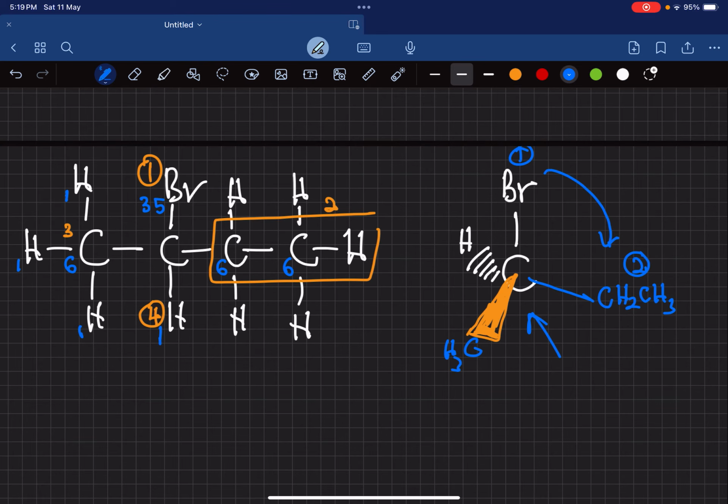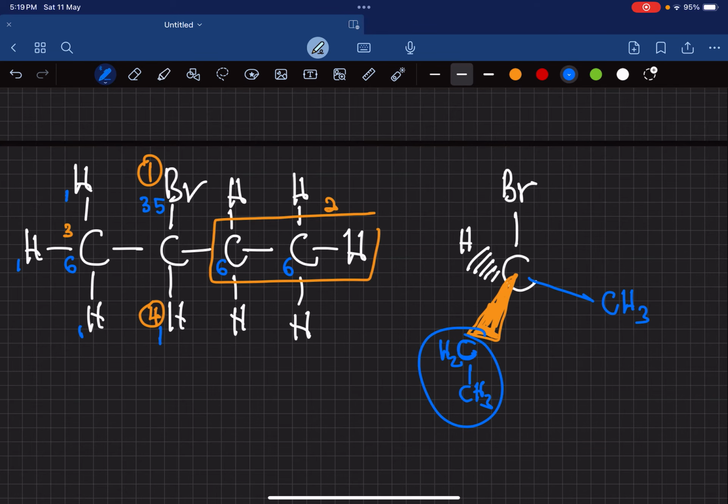But let's say the question says, please draw S. Then very simple. If you are asked to draw S, then you put the CH3 here, and you put the CH2, and then CH3 here. However you want to draw this is up to you.